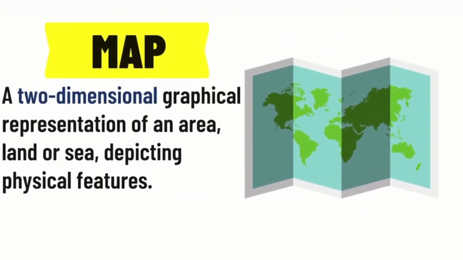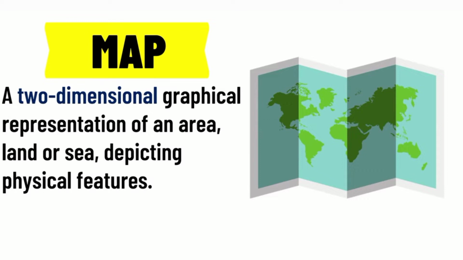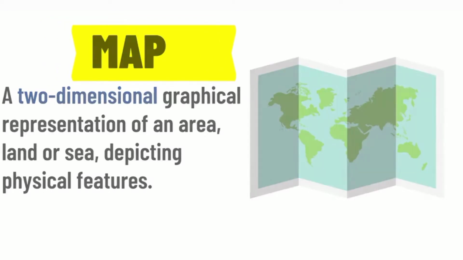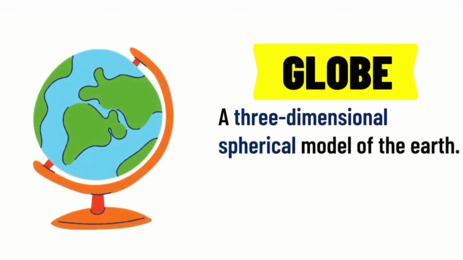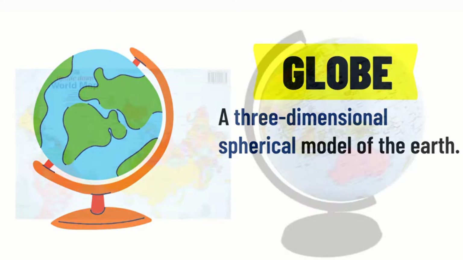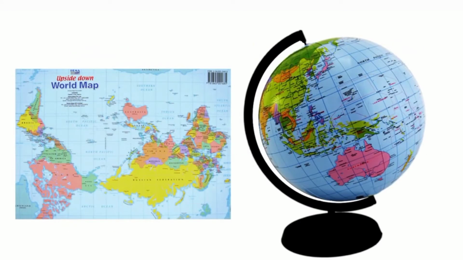A map is a two-dimensional graphical representation of an area, land or sea, depicting physical features. It represents the whole or part of the Earth, while globe is a three-dimensional spherical model of the Earth, which represents the whole world. Now, I want you to observe the map and globe. What do they have in common?